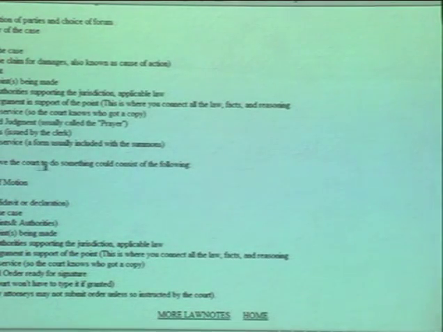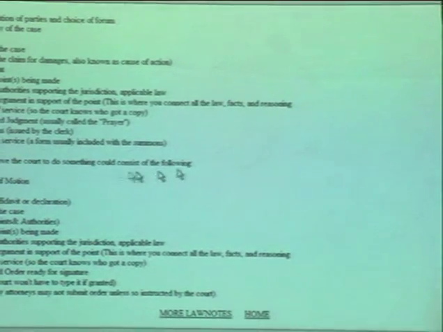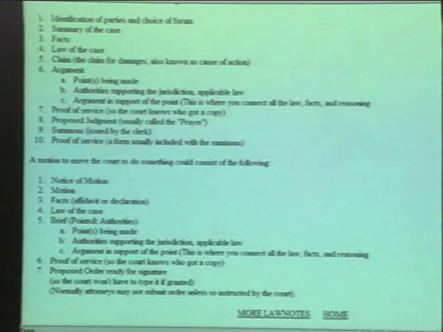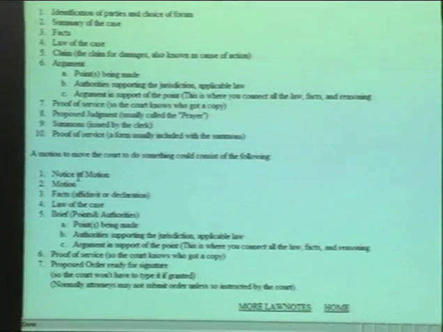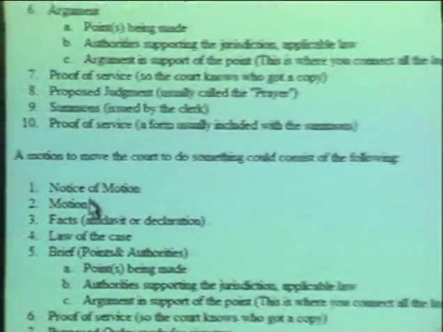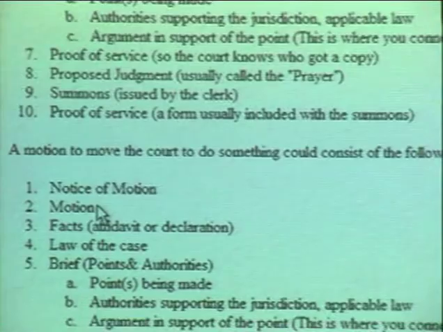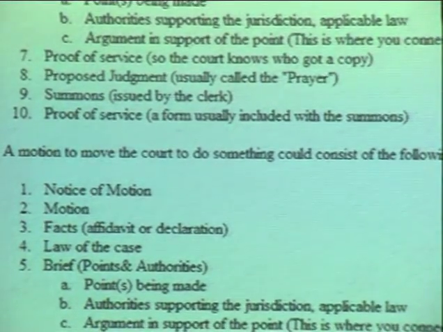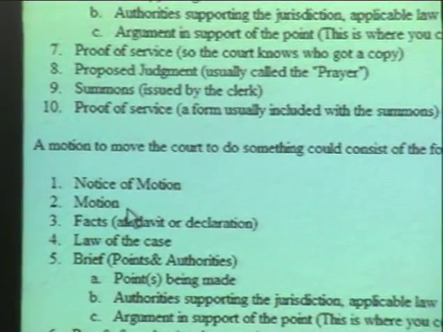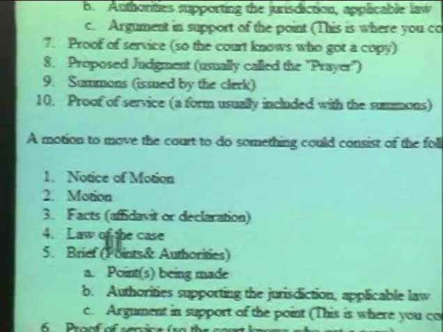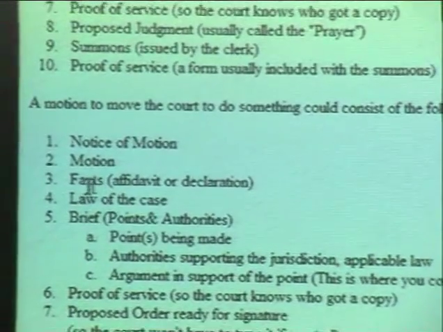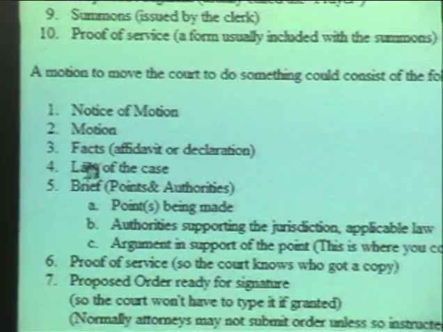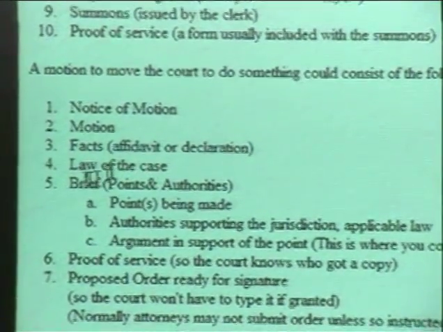A motion to the court to do something could consist of the following: a notice of motion, the actual motion. The notice of motion is a one-pager, almost a one-liner. You're just giving them notice you're making a motion. Then the actual motion itself is usually 1 or 2 lines. And then you have the law of the case and you have the facts. That's the affidavit part. Okay? You put in the law of the case, and then you have a brief.